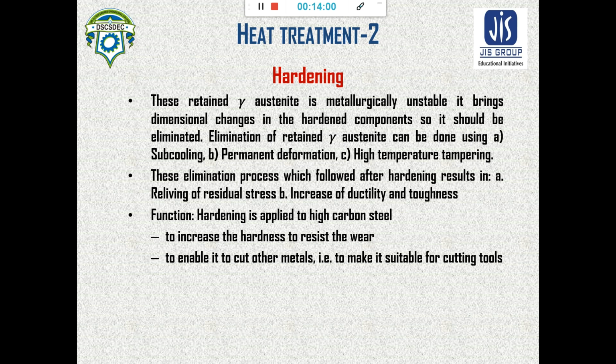There is retained austenite, and this retained austenite is dimensionally unstable. These austenites are unstable, and they change the dimensional properties of the hardened component. So this austenite should be eliminated. This austenite elimination can be done by some processes. Those are subcooling, permanent deformation, or high temperature tempering.